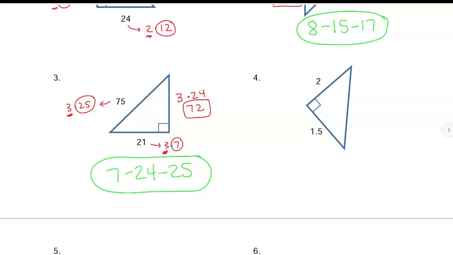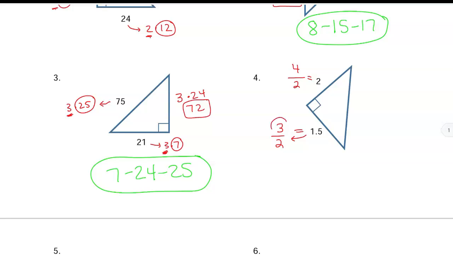Number 4, here's a new approach. Instead of finding a common factor, I'm noticing that these numbers are kind of small, and one of them is 1.5. So it's like somebody took 3 and divided it in half. 3 divided by 2 is 1.5. What number divided by 2 gives you 2? That would be 4. So 4 divided by 2 gets you 2, and 3 divided by 2 gets you 1.5. So they both are being divided by 2.